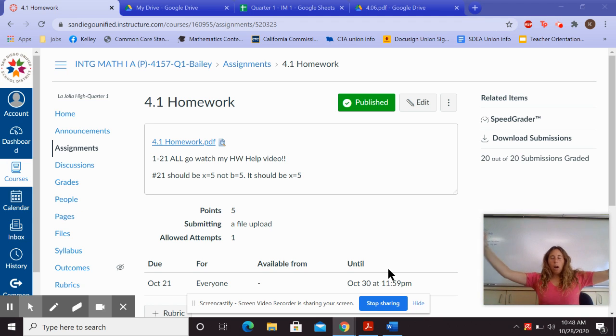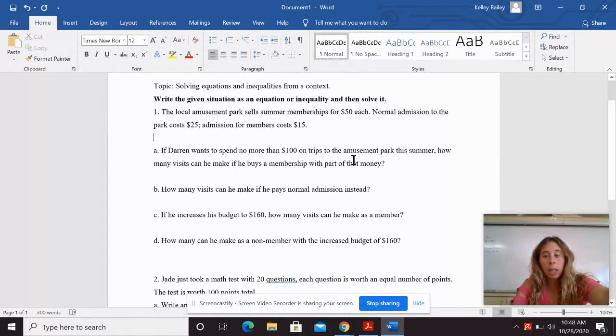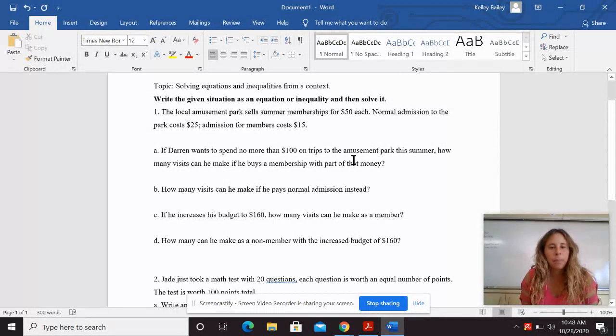Here we go. Homework help. Let's do this. So I copied it onto a Word document because it's easier for me to edit. Here we go. 4.6. Write the given situation as an equation or an inequality and then solve it.